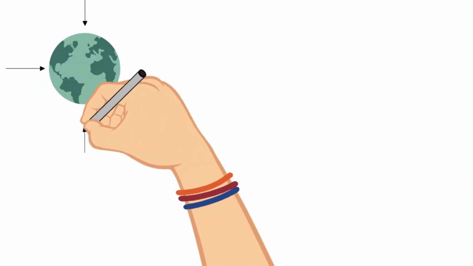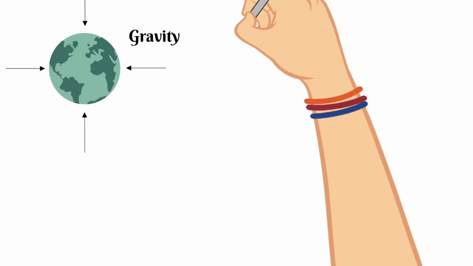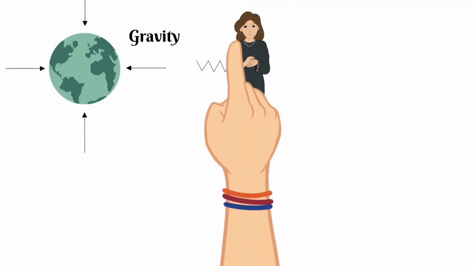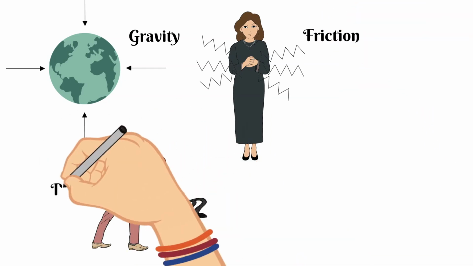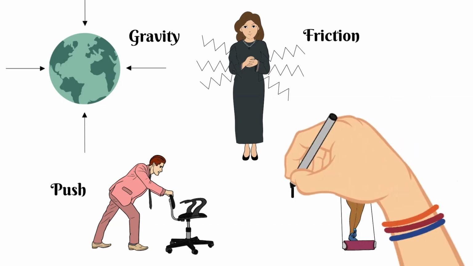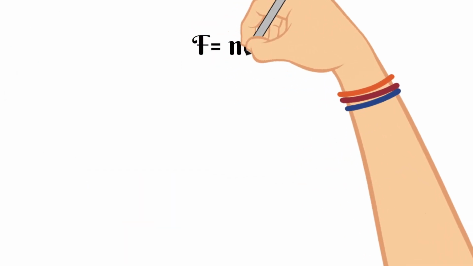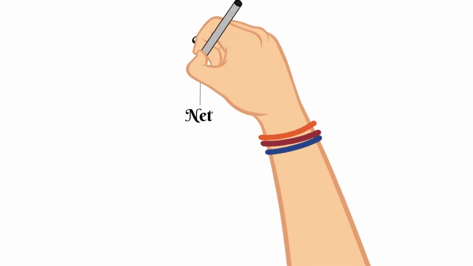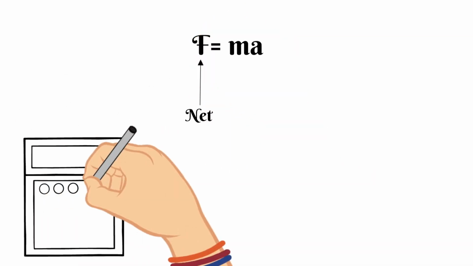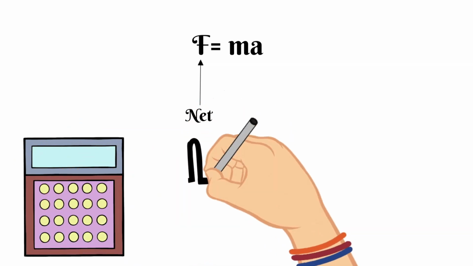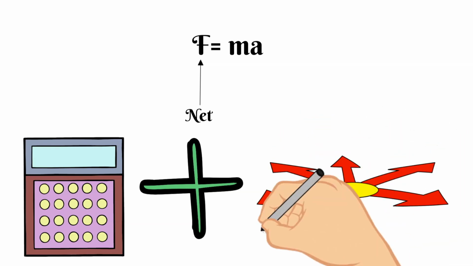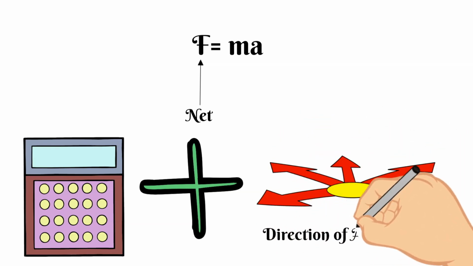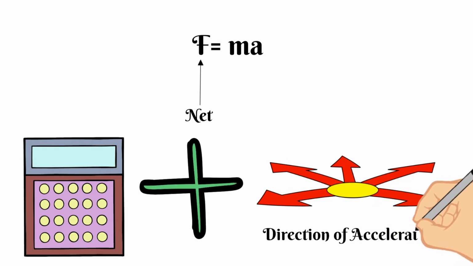In the real world, there are often multiple forces being applied to an object, like gravity, friction, and whatever is doing the pushing or pulling. So we must use the net force in this equation, F equals ma. To get the net force, we must add up all the forces. And remember, force is a vector, so it doesn't just measure magnitude, it measures direction. So this will tell us the direction of the acceleration as well.